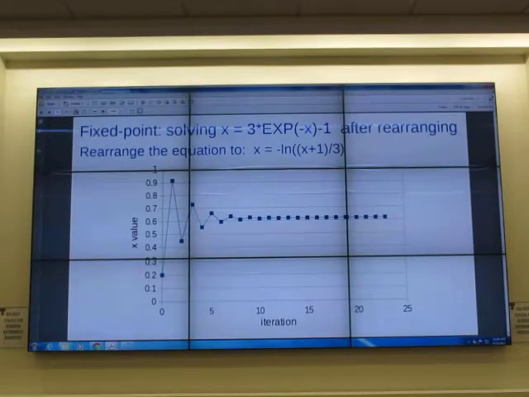What do we do? Rearrange this equation x = 3 exp(-x) - 1 into another form. Instead of having x in the form of the right hand side, we try to make x into another form. So for this x, we have (x + 1) divided by 3, take the natural log of everything, and multiply by -1. Just like rearranging the equation, and then it converges. Wow.